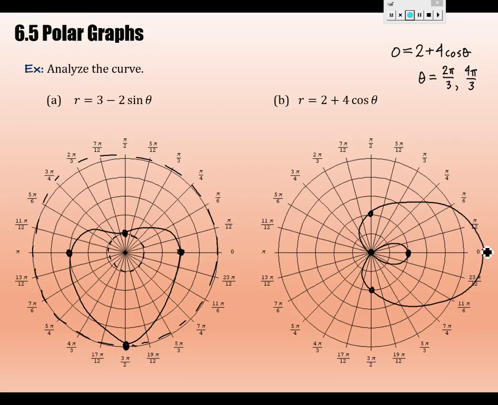Why? Explain. Someone explain. Why should that happen? Someone other than Ian, because I think Ian does get it. Why should there be an inner loop? Why wasn't there an inner loop over here?